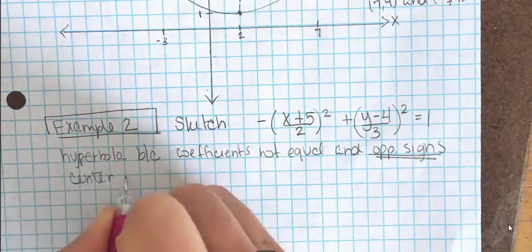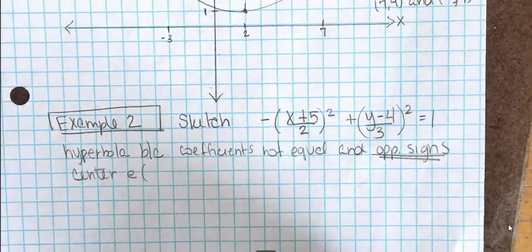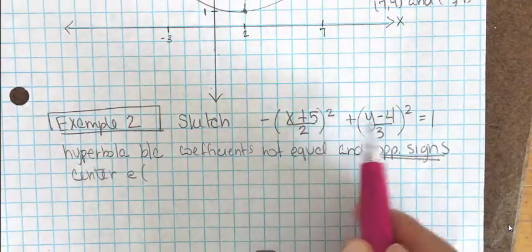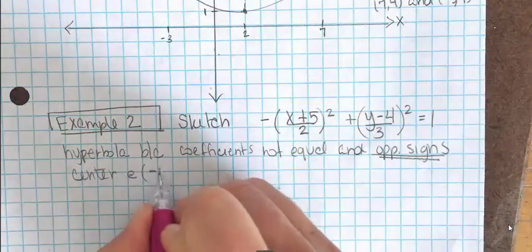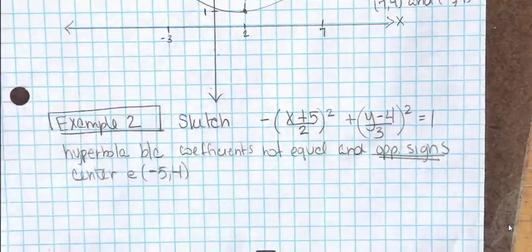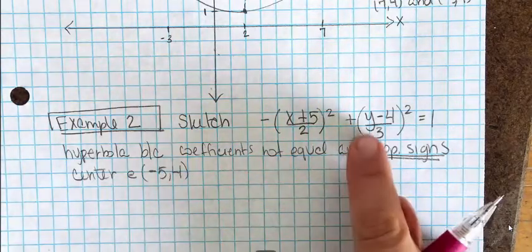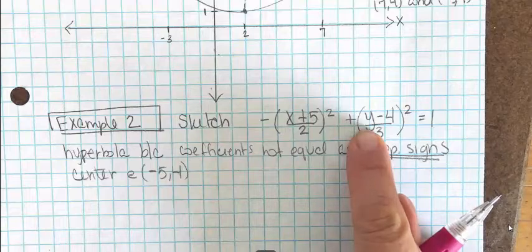So if you look at your h and k, the center is going to be at negative 5, because this is a plus 5, right? So negative 5, 4. We know that it opens in the y direction because the y is the positive term.